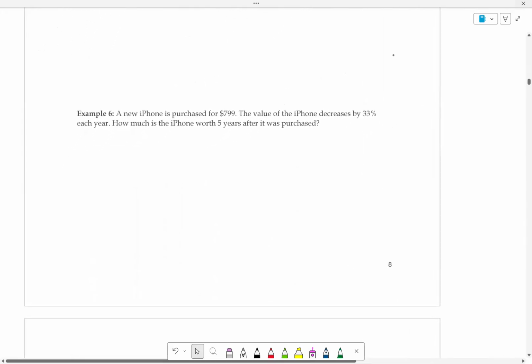Example 6. A new iPhone is purchased for $799. The value of the phone decreases by 33% each year. How much is the phone worth 5 years after its purchase? Discuss wisely in this section.